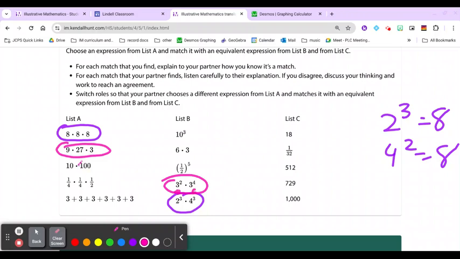And now we have 10 times 100. Well, 100 is 10 times 10, or 10 to the second power. So 10 to the second power times 10 is 10 to the third power.